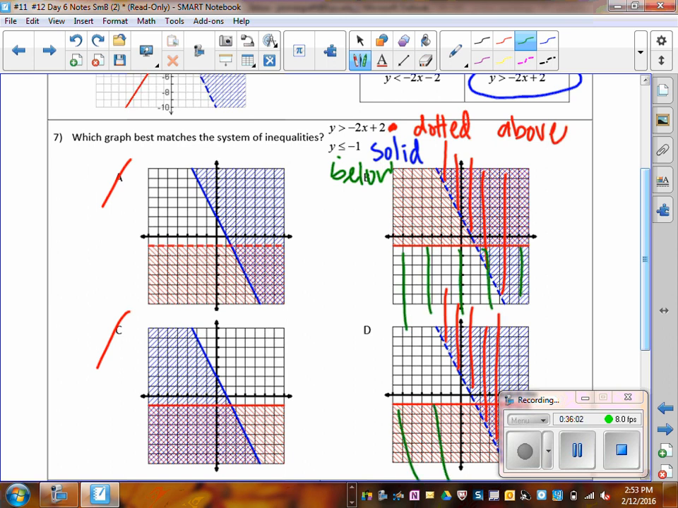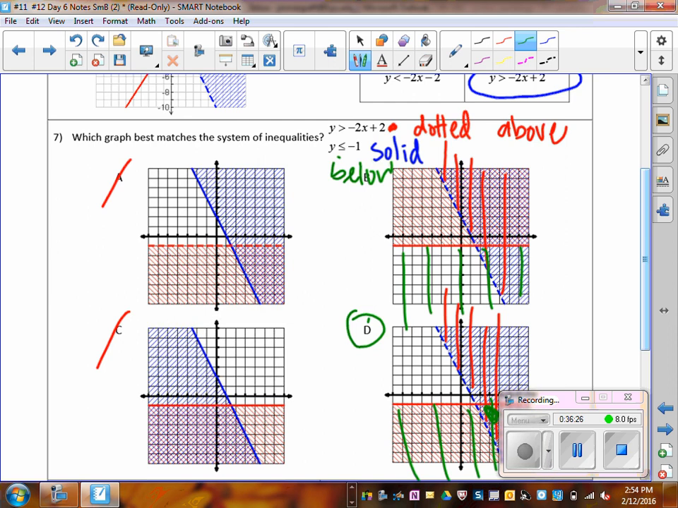Why can't it be A? Oh, it's not. Oh, I didn't show you. Blue is supposed to be dotted. Alright, so the only one that has the correct overlap is D there. This is my overlap down here. Good. Questions on that one?